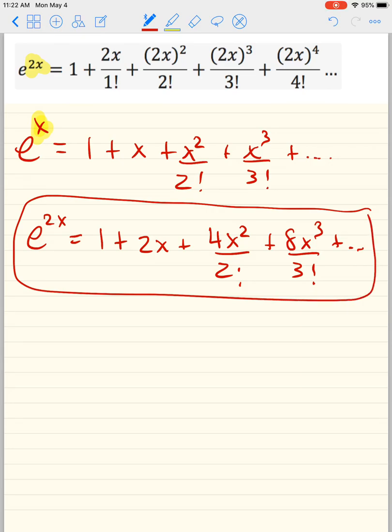In our next video, we're going to take an example from the AP Calculus BC exam, and we'll apply this. But I hope this makes sense.